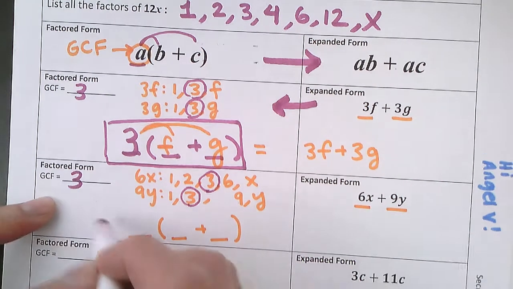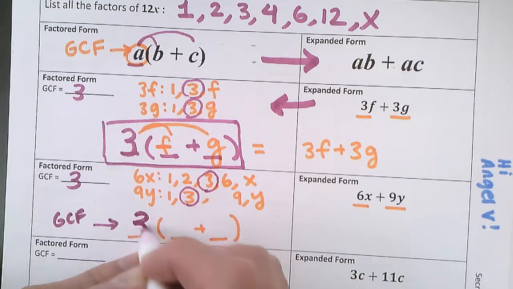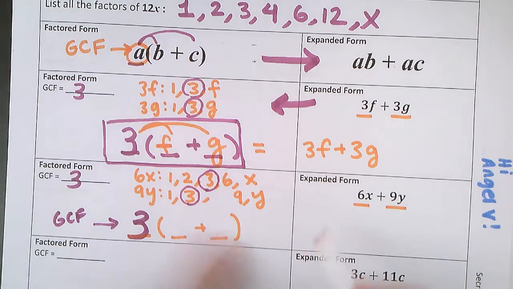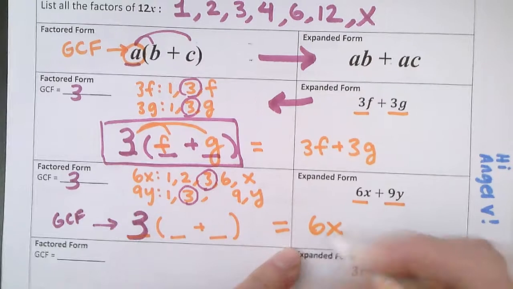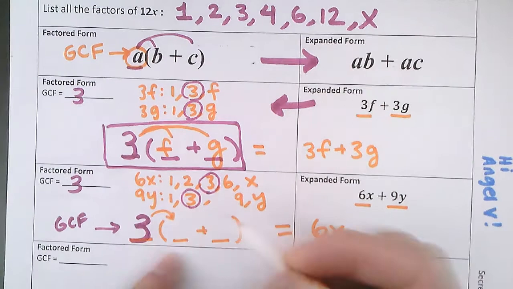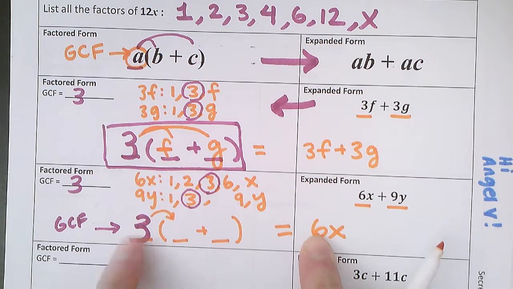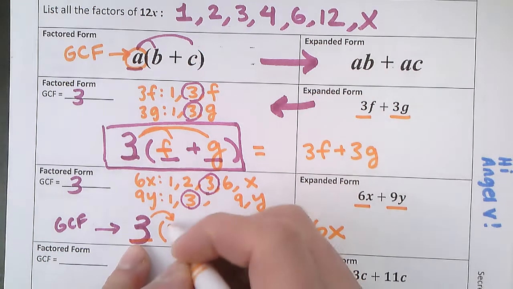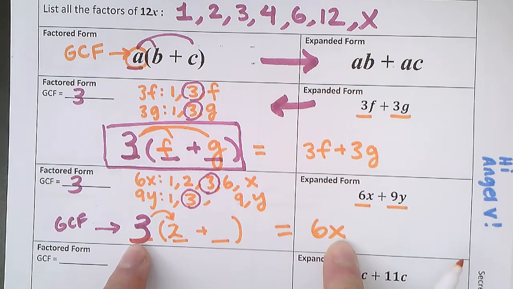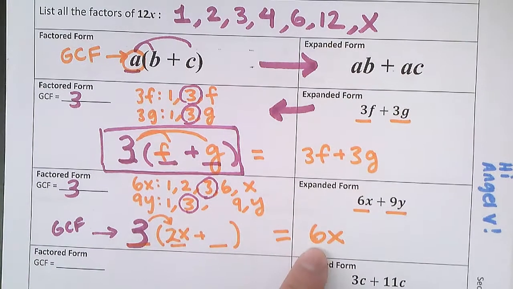So the greatest common factor, right, the GCF, always goes right here. So 3 is the outside of the parentheses. And I know that whatever's here is going to equal 6x plus 9y. So for the first term, 6x is going to be 3 times whatever is in this first blank. So I think to myself, 3 times what gets me to 6x? Well, 3 times 2 gets me to 6, but I also need an x here. So it's going to be 3 times 2x equals 6x.